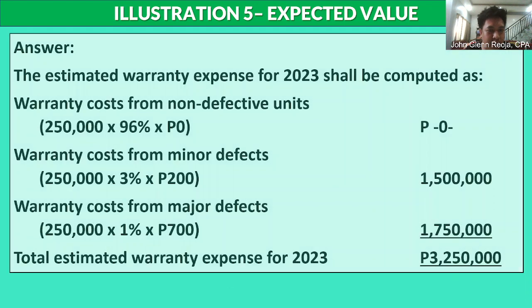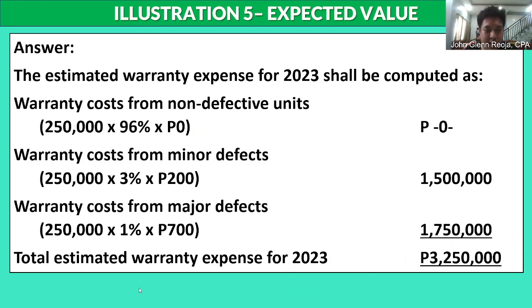So then let's go back for the computation. For the minor defects, 250,000 times 3% times 200, that is 1.5 million. Then for the major defects, that is 250,000 units, yung nabentang units, times 1% times 700. Mas malaki since this is major defects daw. So that is 1,750,000. While for 96%, wala namang defect daw yun, based on estimate. So the total estimated warranty expense for 2023 is 3,250,000.